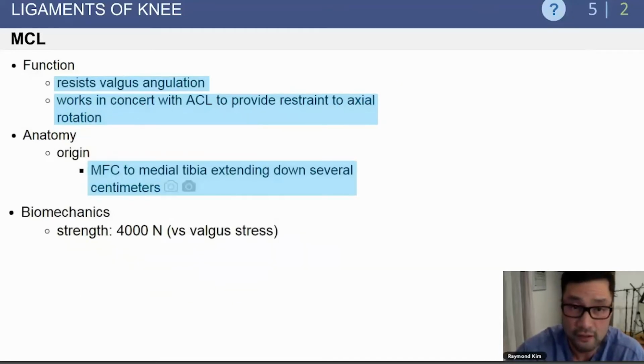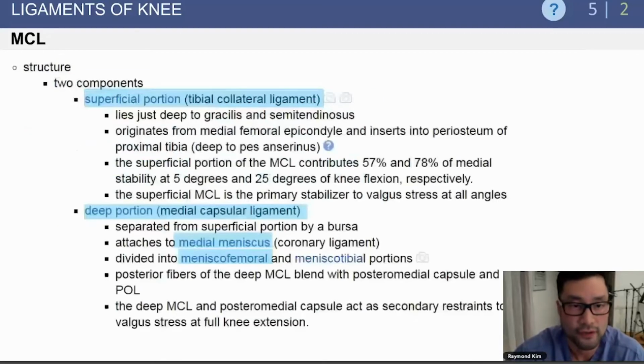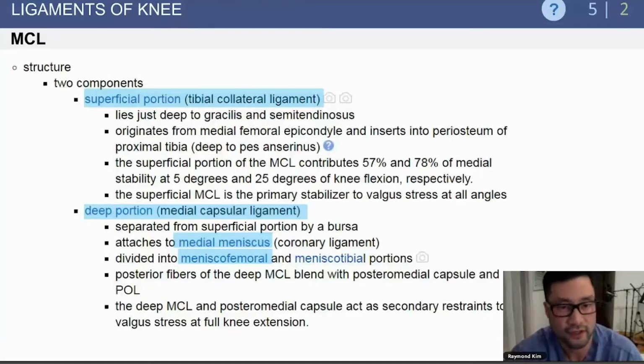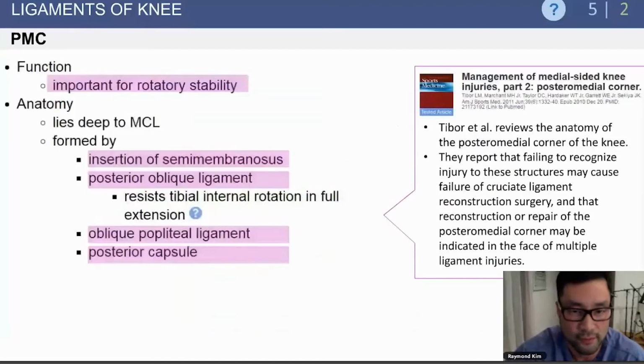The MCL resists valgus angulation. It works in concert with the ACL to provide restraint to axial rotation. And this originates from the medial femoral condyle and extends down several centimeters down the medial tibia. There are two components, the superficial and deep portion. If you're doing a total knee and you're removing the medial meniscus, you know that it's attached to the deep MCL, and the deep portion of the MCL is divided into the meniscofemoral and the meniscotibial portions.